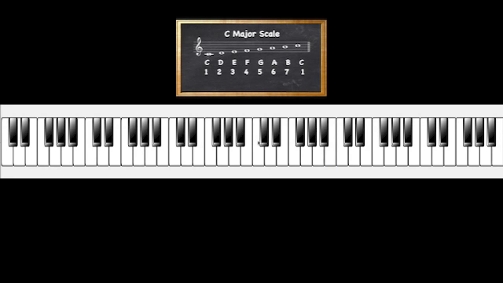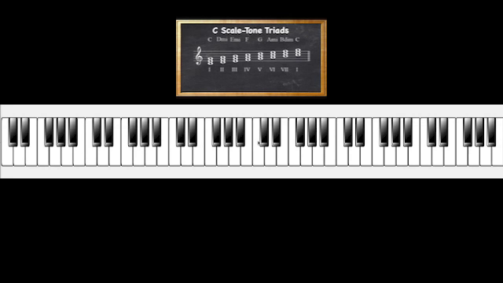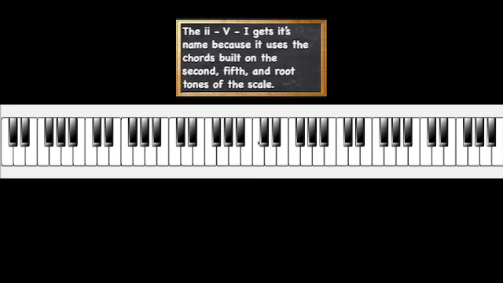1 again. If we build a triad, and tri meaning 3, a triad is just a 3-note chord. If we build a triad on each tone of the scale and we number it, we get the 1 chord, 2 chord, 3 chord, 4 chord, 5 chord, 6 chord, 7 chord, and finally back to 1. The 2-5-1 is simply the chord built on the second degree of the scale, in this case D minor, the 5 chord, in this case G major, and then the 1 chord.